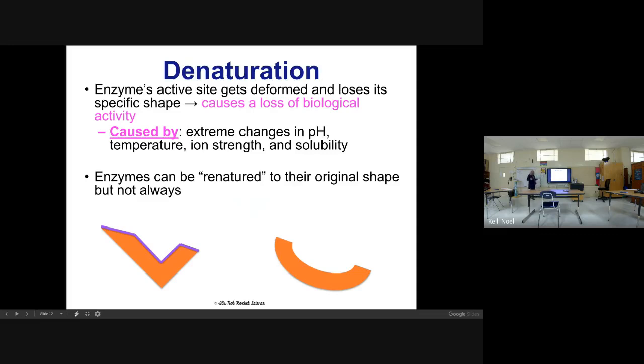So if you're diabetic and your levels get too high or too low, it's too acidic or too basic. Your enzymes will start to not function and your body will stop working.